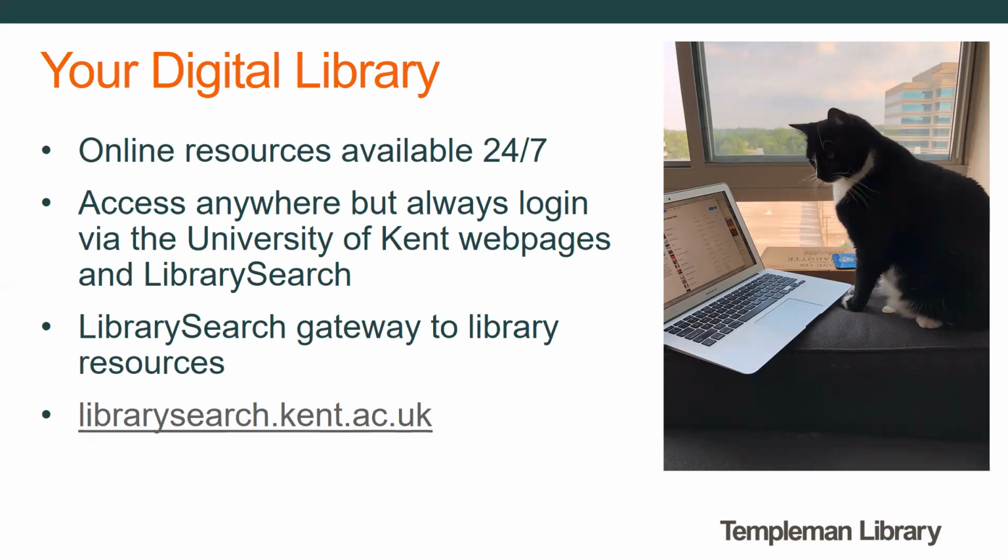Your digital library. We have a huge digital collection where you can access online from anywhere. Always use the links from the web pages or library search so you can access the resources we subscribe to for you. Library search is the gateway to library resources and the best place to start when you're looking for your readings. You can access library search from the University of Kent's web pages, or you can go straight to it at librarysearch.kent.ac.uk. We're going to watch a short film now that shows you the best way to search for a book in library search.